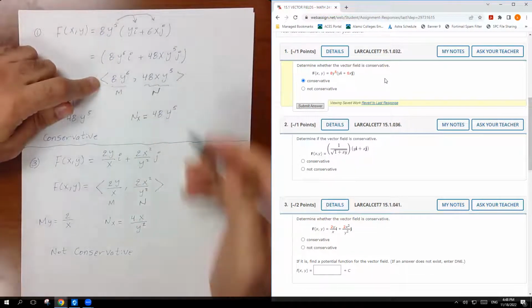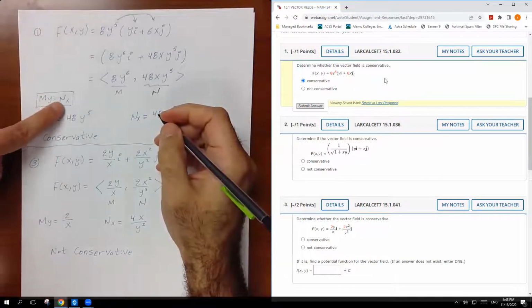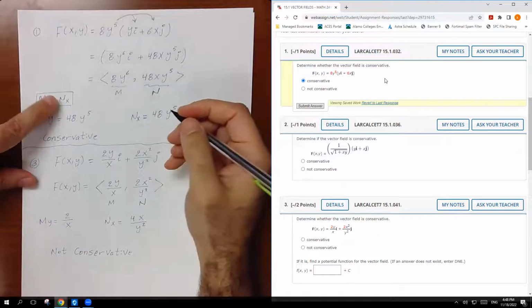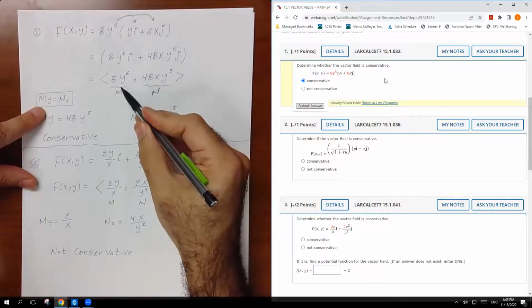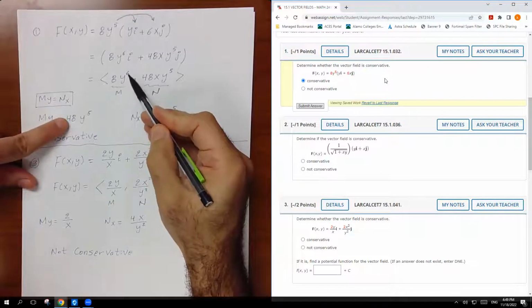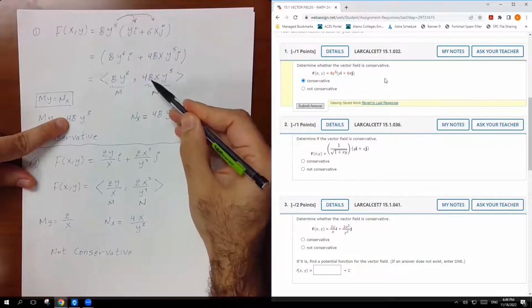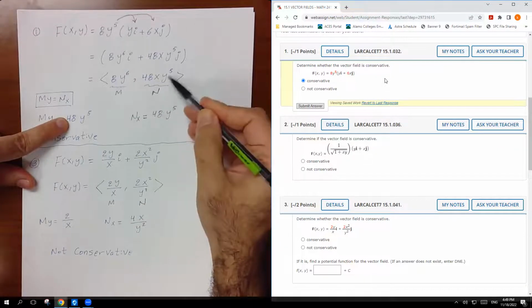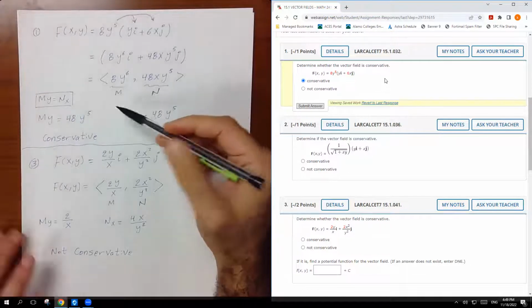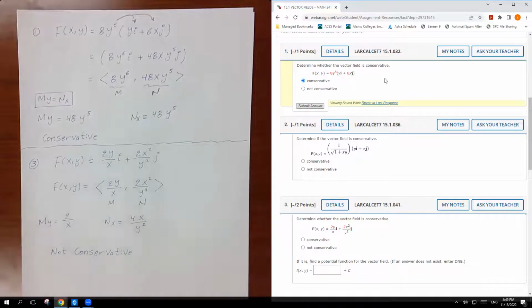To find if it's conservative or not, we need to check if M_y equals N_x. So M with respect to y is going to be 48 times 6, which is 48y to the power 5. And with respect to x is going to be 48 times 1, so it's 48y to the power 5. You see, N_x equals M_y. In this case, it's conservative. So we're going to check that. Just click in.